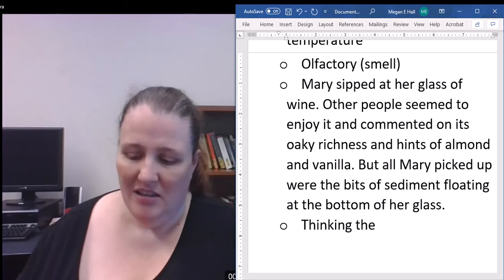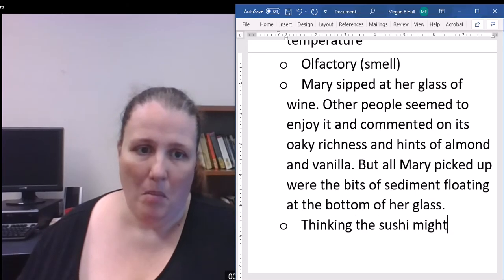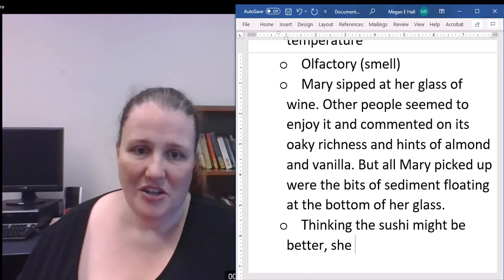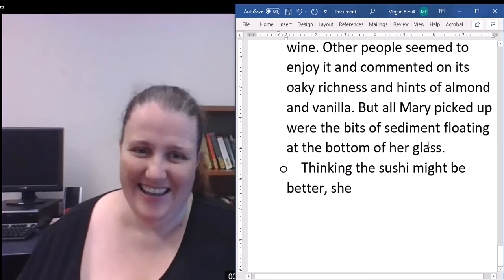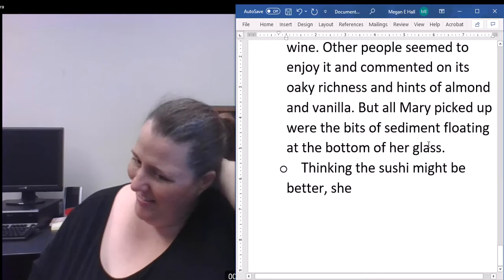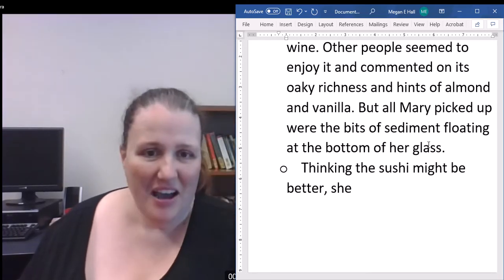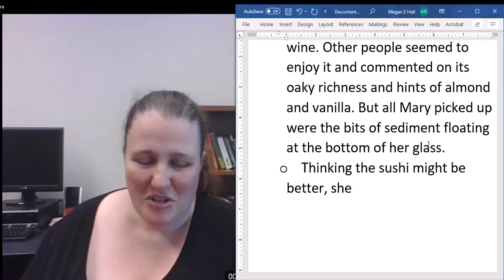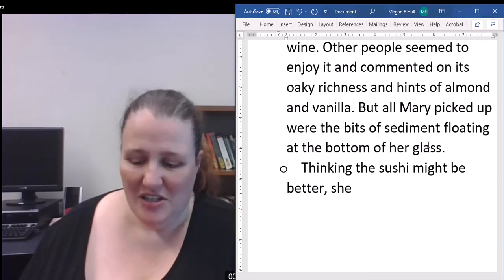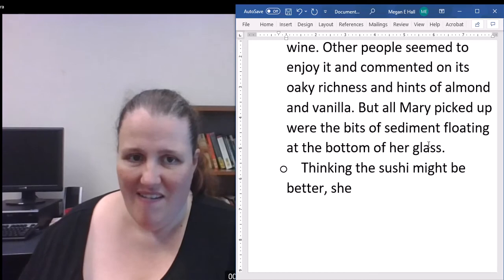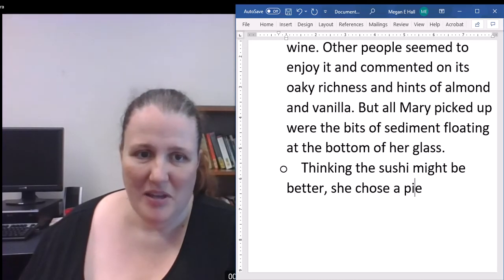Thinking the sushi might be better, she chose a piece.